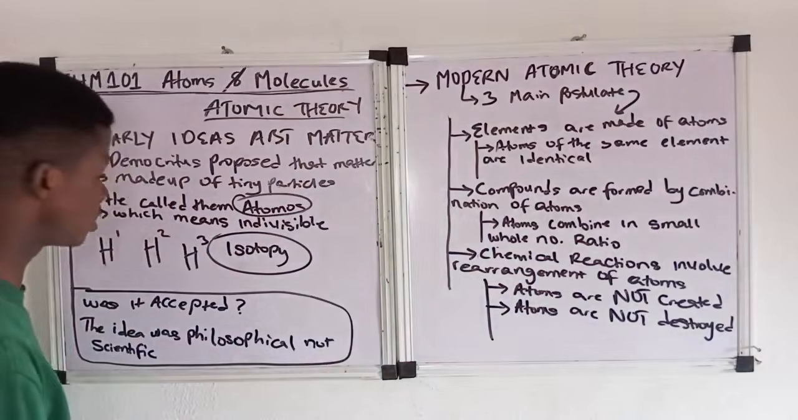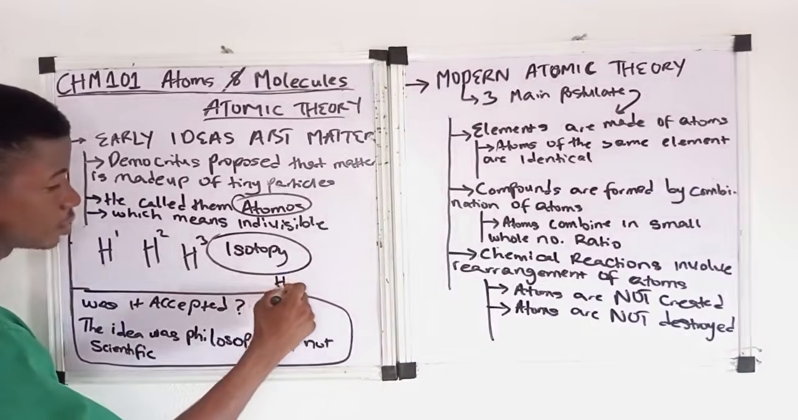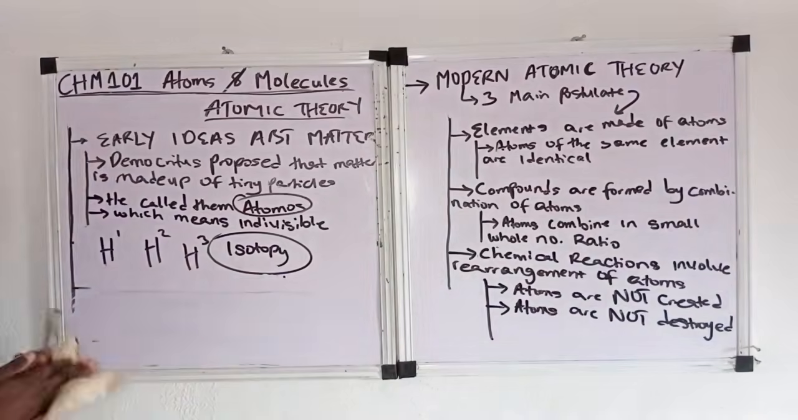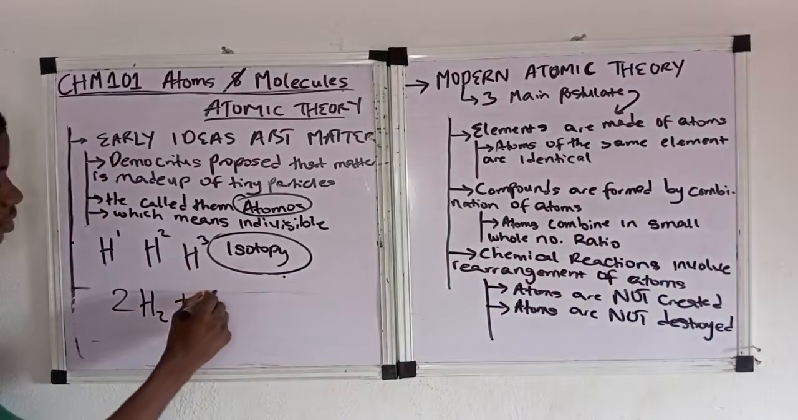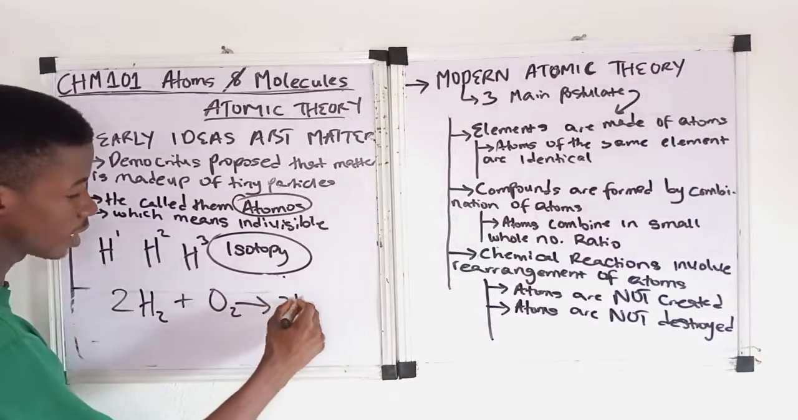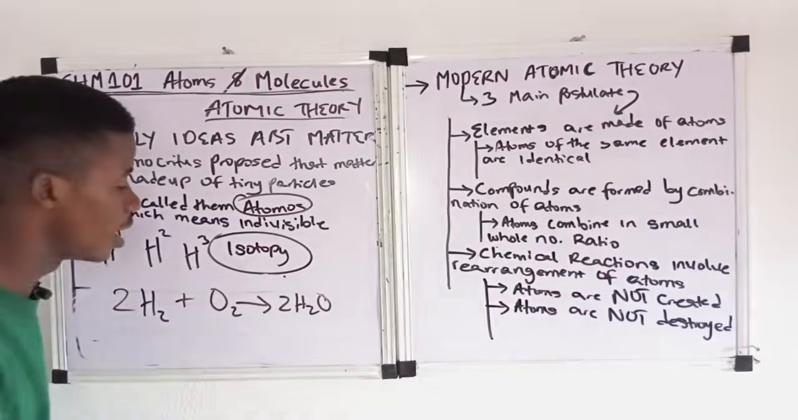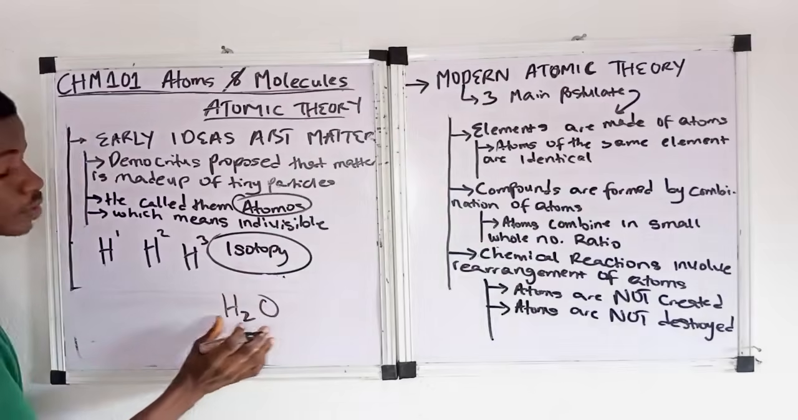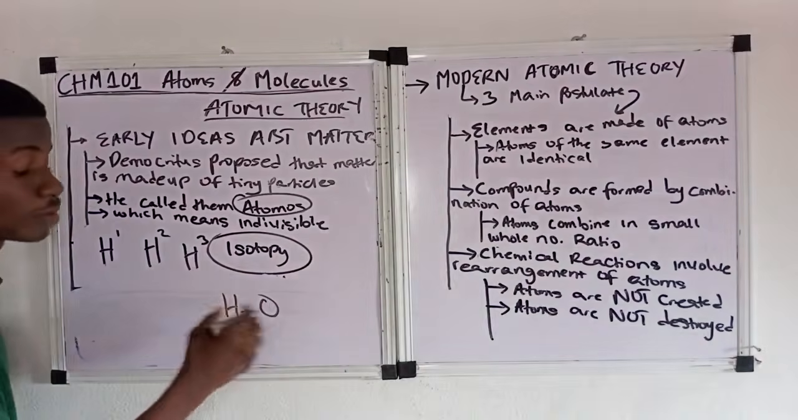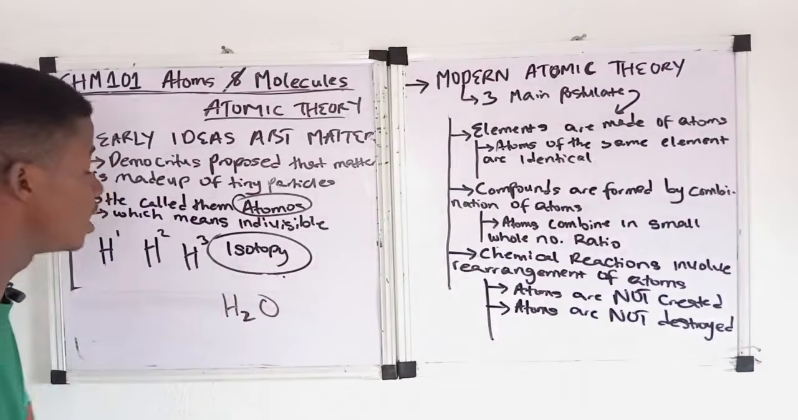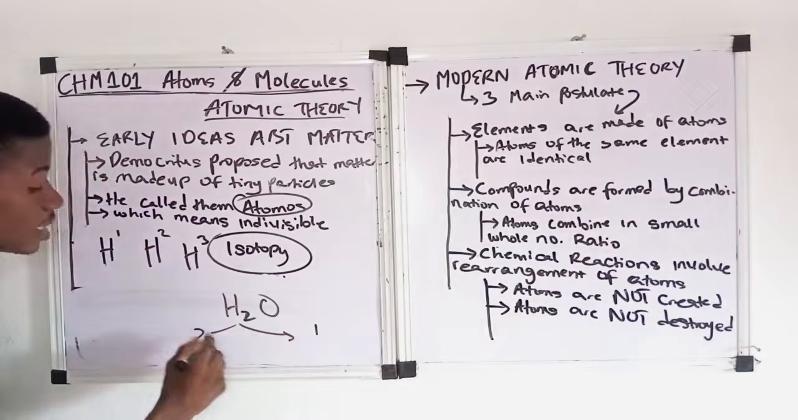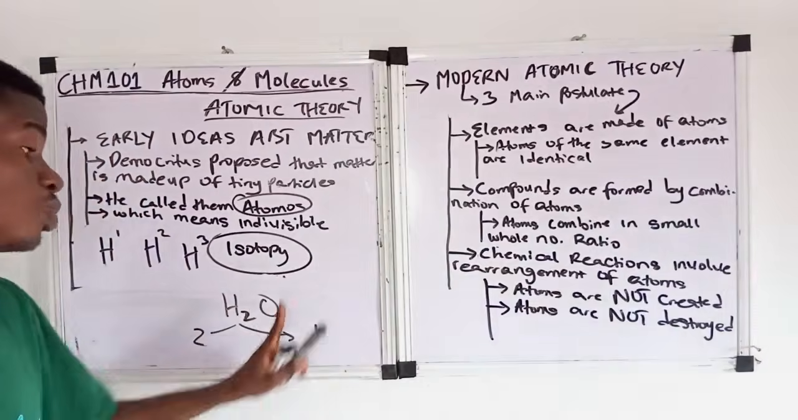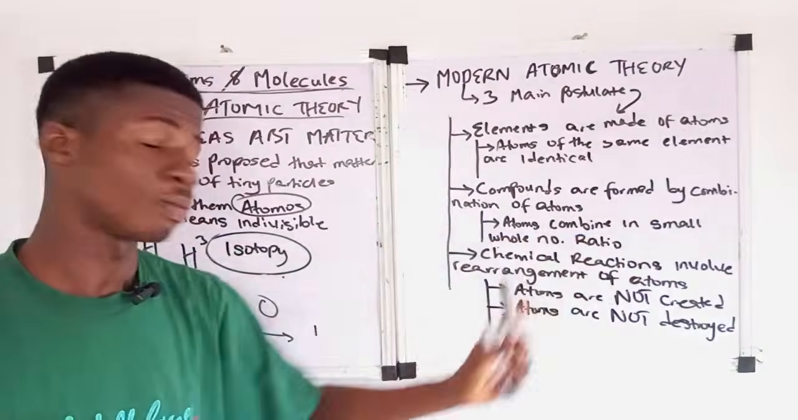For example, hydrogen reacting with oxygen to form water. Let's use water as a case study. Water is made up of hydrogen and oxygen, and these two elements are in a small whole number ratio, 2:1. Hydrogen is 2, oxygen is 1. So it's a small whole number ratio.